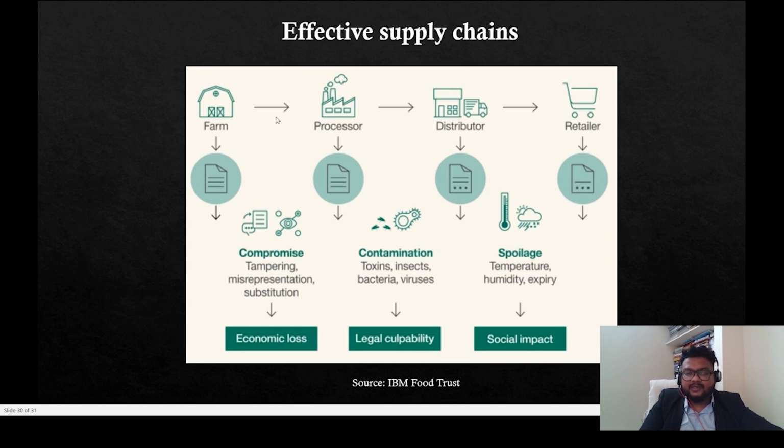Suppose you bought an apple in your grocery store, and it claims that it is a very organic apple, but how would you verify? Because if you see the supply chain, the apple comes from a farm to a processor, to a distributor, and at every point there will be some documentation which is created, and these documents are not properly tracked.